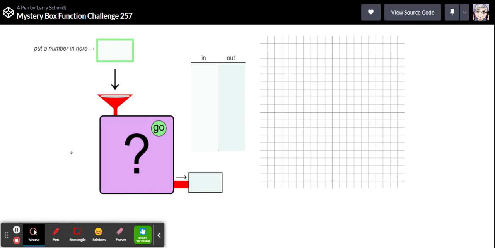In the purple mystery box there is some math and your challenge is to figure out what it is. If you'd like to try this on your own, you can use the link in the description, and when you've got an idea, come on back and see if we get the same thing. All right, let's start with a 0.